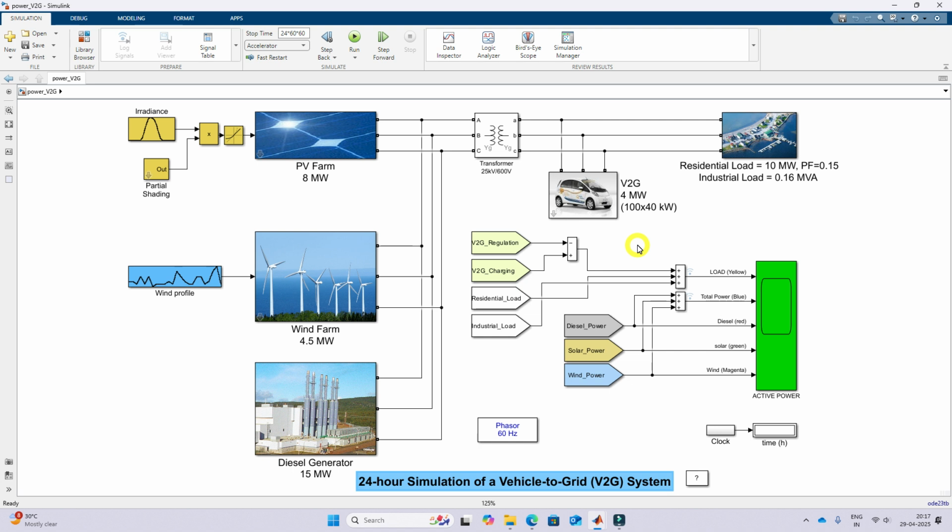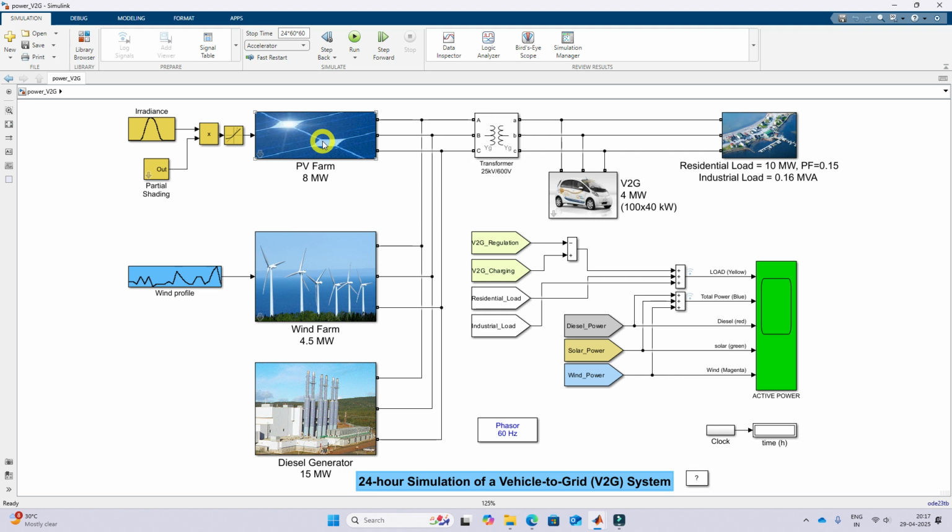Today we are going to explore the details of a PV, wind, and diesel generator system connected with a residential load, as well as with an EV, and how that EV is going to operate in the vehicle-to-grid concept. First I am going to explain the details of the system model.